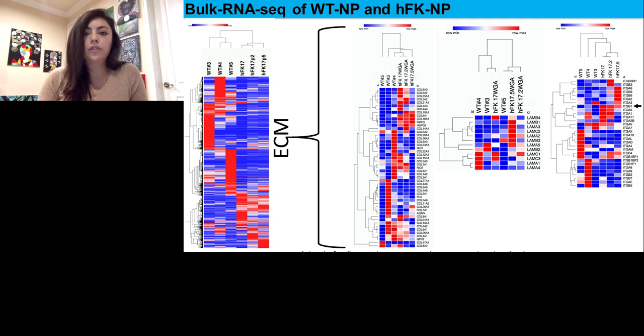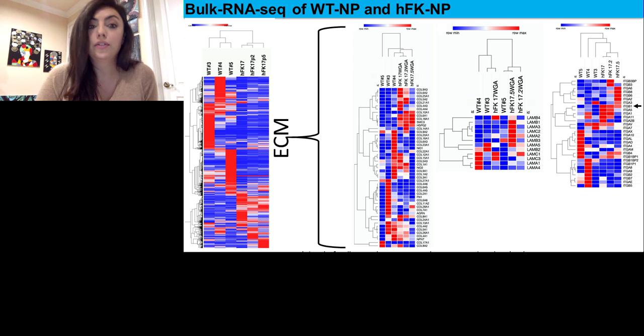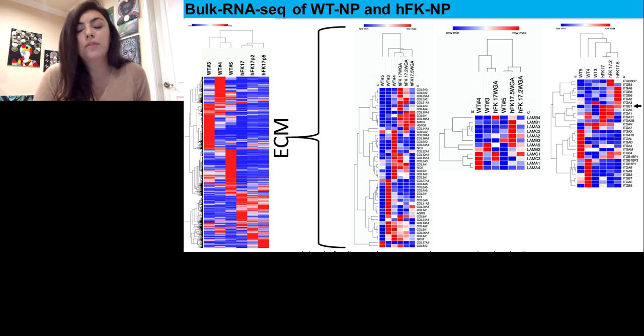Next, we just wanted to look in bulk if we see a difference between the human fetal kidney and the tumors. So we used 3 different tumors: Wilms tumor number 3, which is unfavorable, Wilms tumor number 4, which is favorable, and Wilms tumor number 5, which was classified as favorable. However, it was a stage 4 and the patient received treatment. So these cells have received chemotherapy treatment.